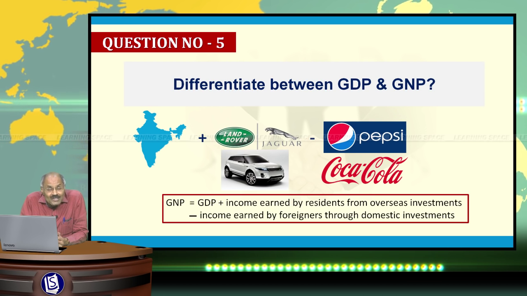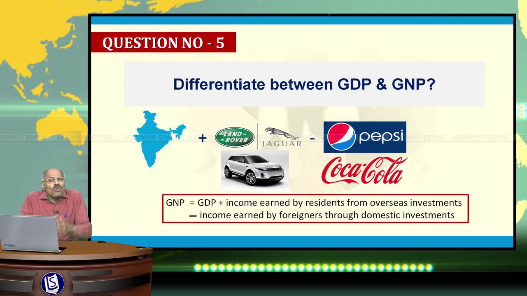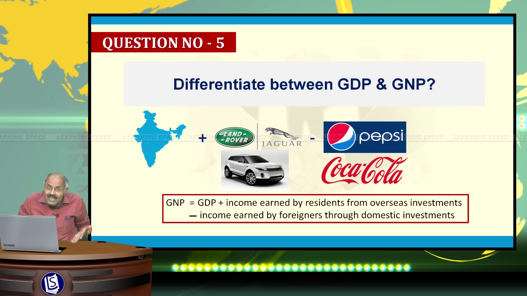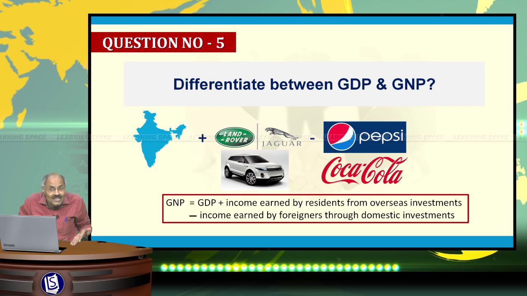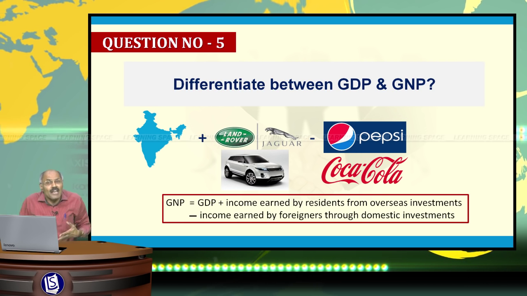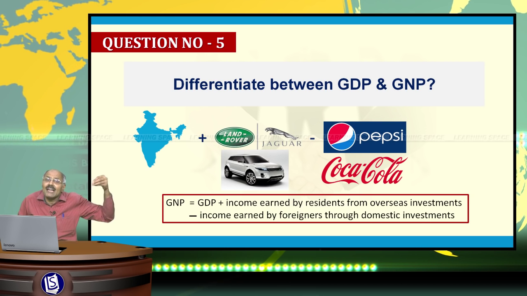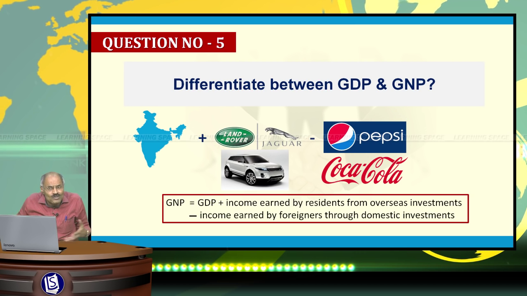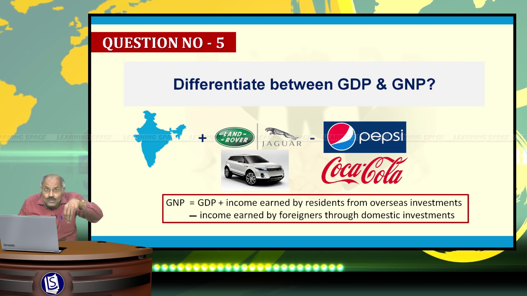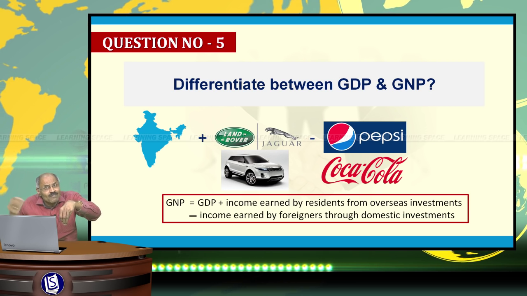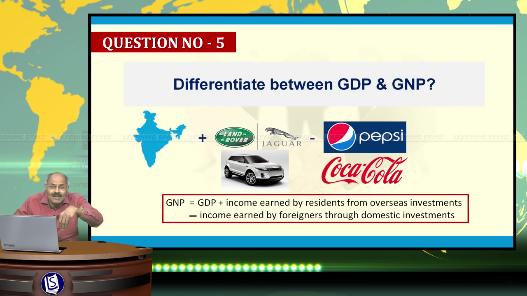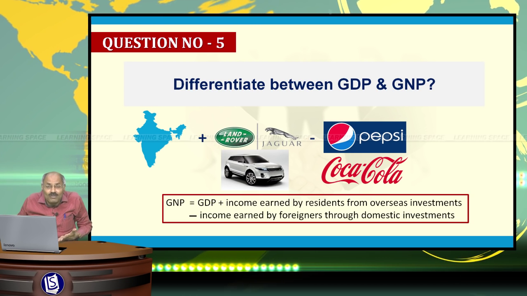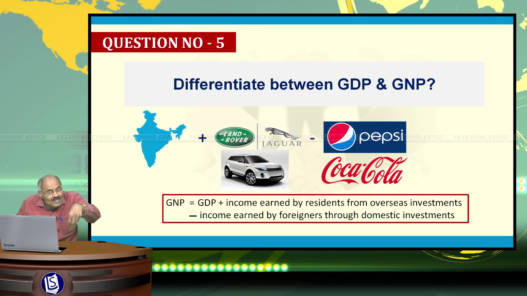Right friends, the gross domestic product is the total value of goods and services produced within the geographic boundaries of the country. You can say Kashmir to Kanyakumari and Porbandar right up to Guwahati, whatever we are producing, that is gross domestic product. Whether it is produced by a foreign company or by an Indian company, that doesn't matter. Whatever is produced within the geographical boundaries of the country is the gross domestic product.